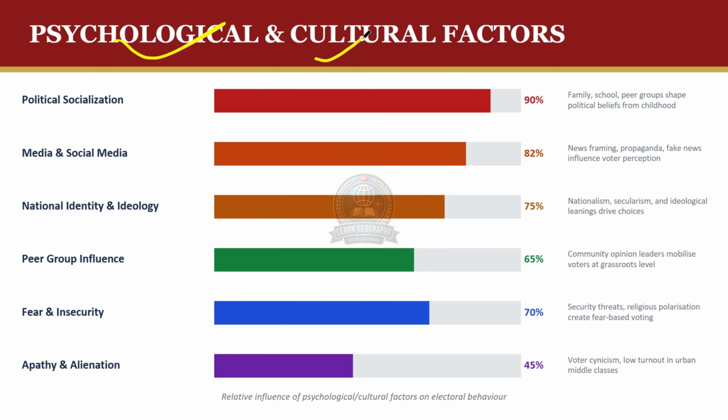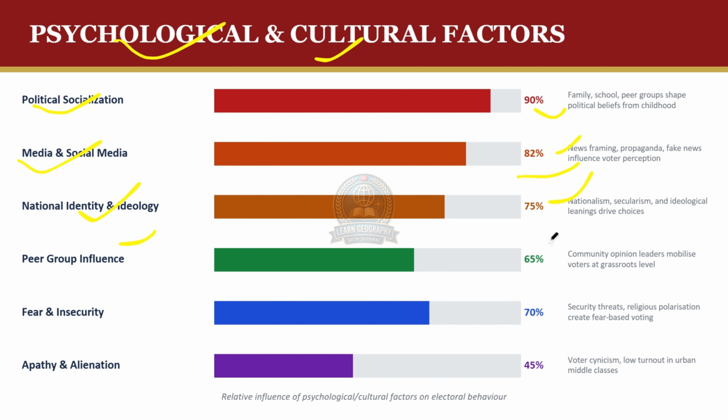Psychological and cultural factors. Political socialization, 90%. Family, school, and peer groups shape political beliefs from childhood. Media and social movements, 82%. News framing, propaganda, and fake news influence voter perception. National identity and ideology, 75%. Nationalism, secularism, and ideological leaning drive choices.